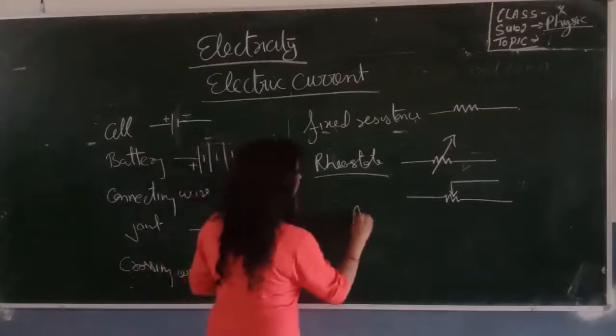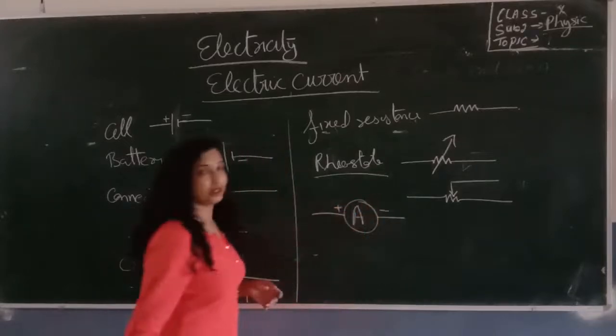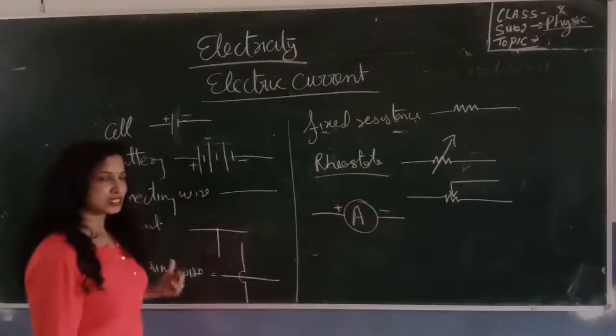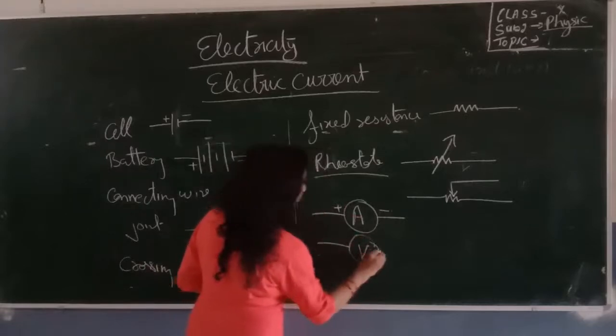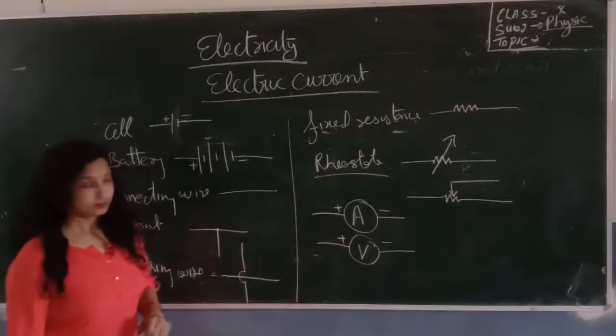Okay, now the next one, ammeter. We represent the ammeter by the symbol having positive and negative terminals. Ammeter also has positive and negative terminals, like the battery or the cell. Voltmeter. We represent the voltmeter by this symbol. This is called voltmeter, having the positive and the negative terminal.